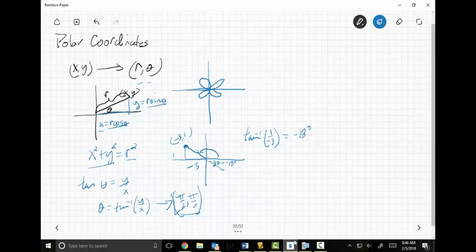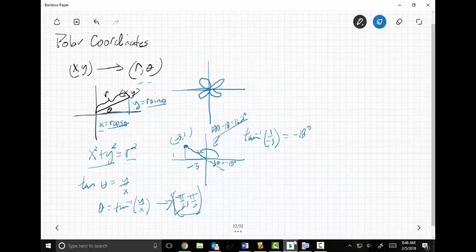So how do I get from hither to thither? Well, this is just what? 180 minus 18 degrees, which is 162 degrees. All right, so you got to remember that. You got to be a little bit careful with these. Okay, all right, what else do I want to do?